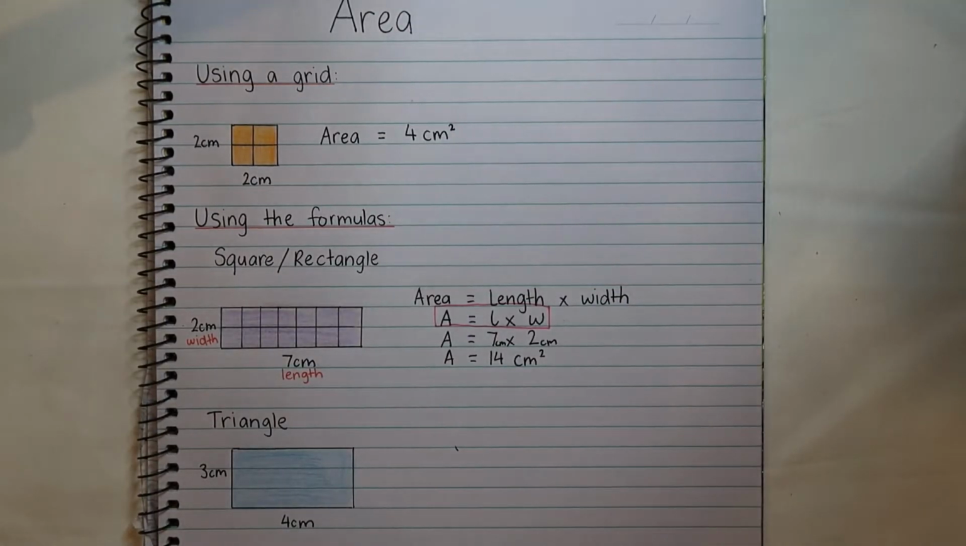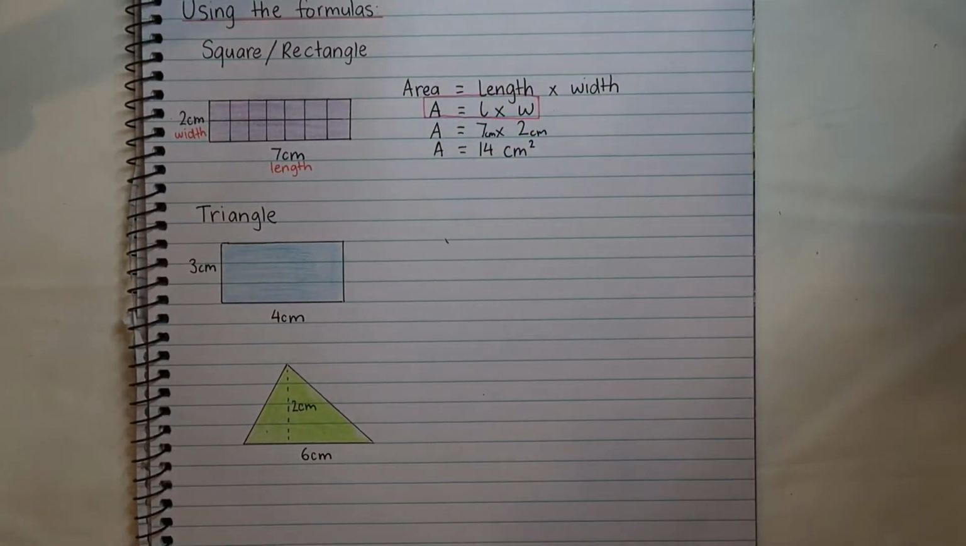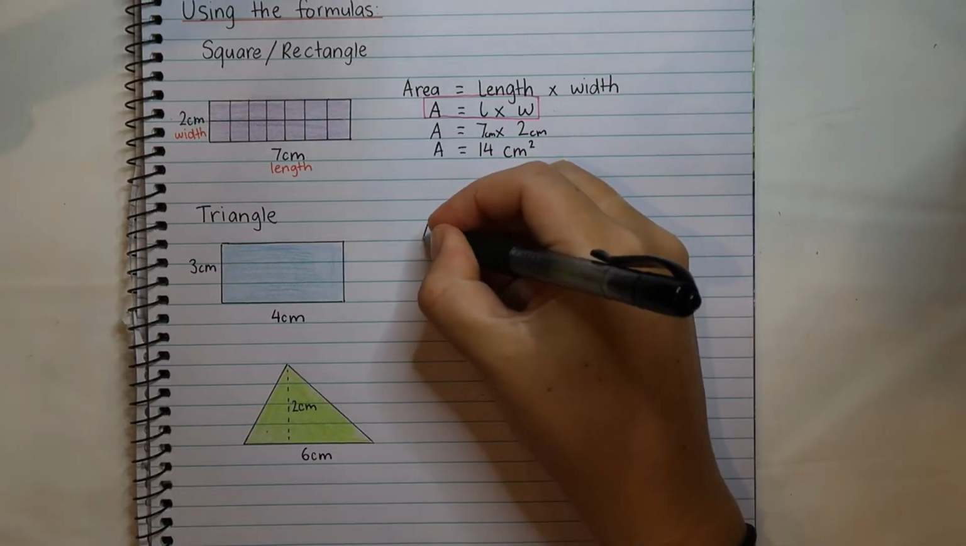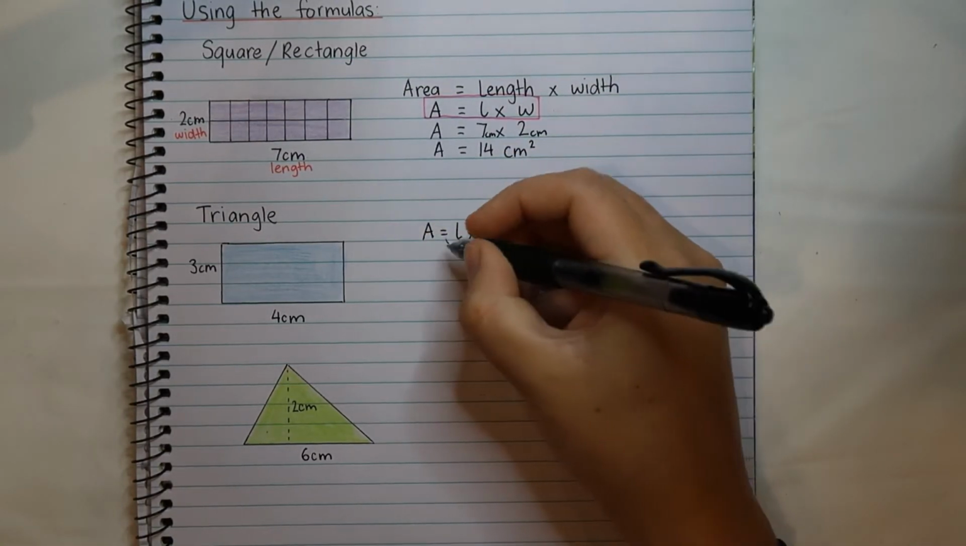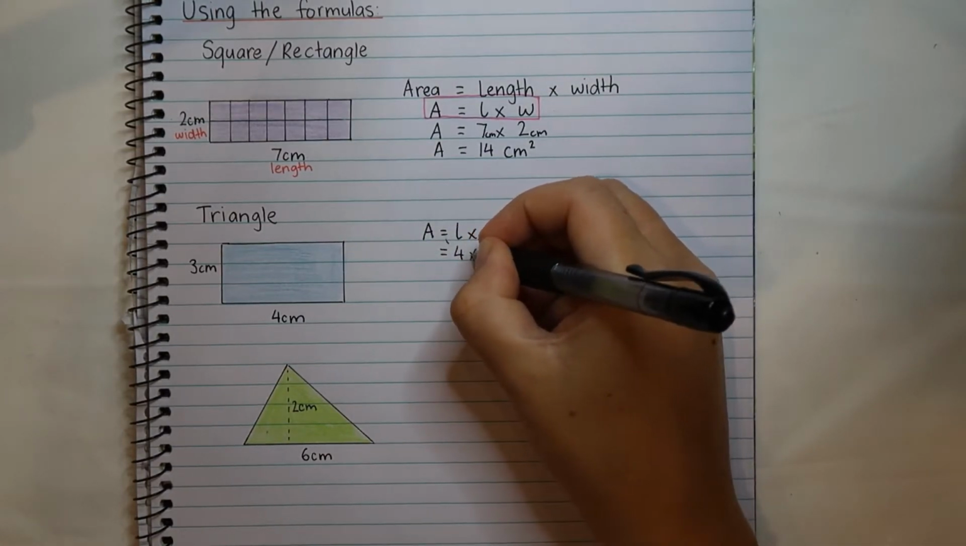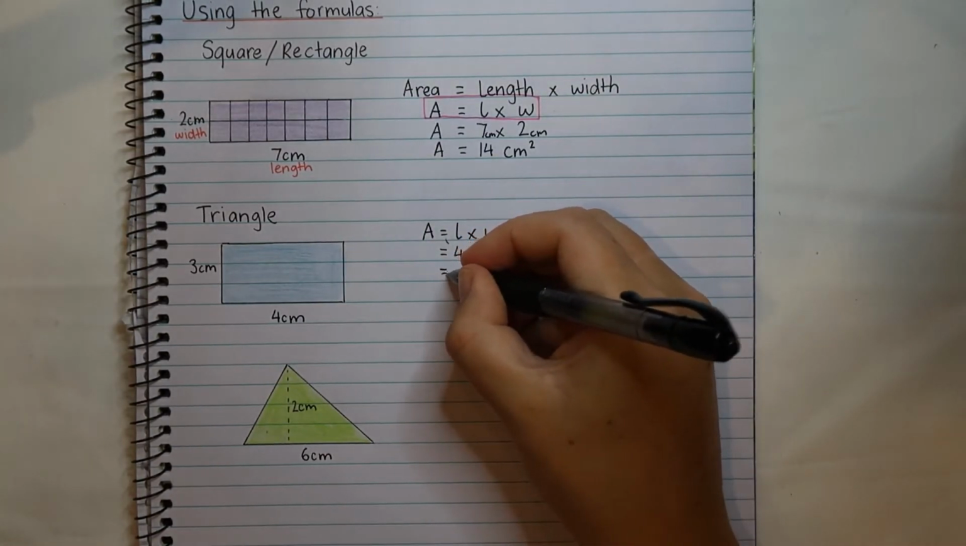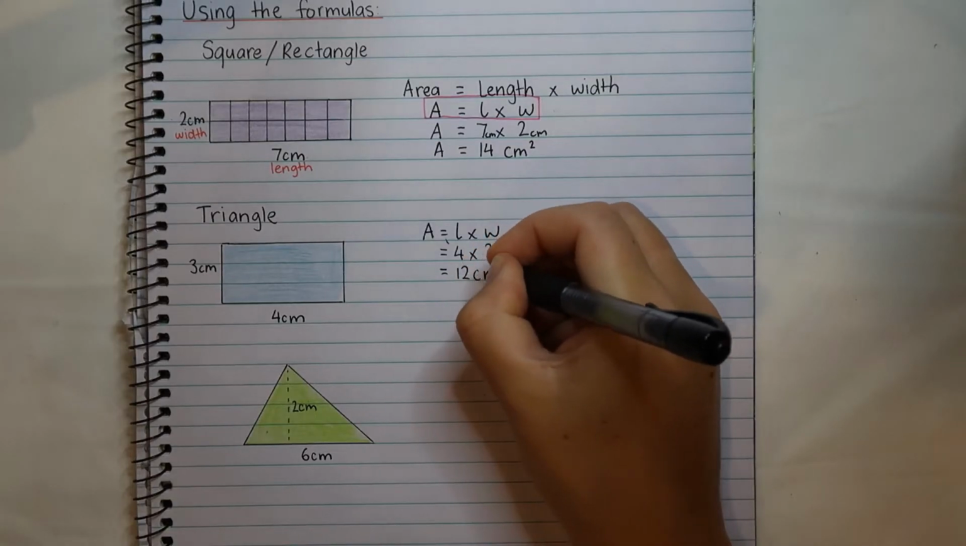We're going to learn the formula for finding the area of a triangle. But to do that, we are going to start with a rectangle again. So we're going to use this example here. So here we have a rectangle 3 centimeters by 4 centimeters. So if we were to find our area, A is equal to L times W, which is equal to 4 times 3, which is equal to 12 centimeters squared.